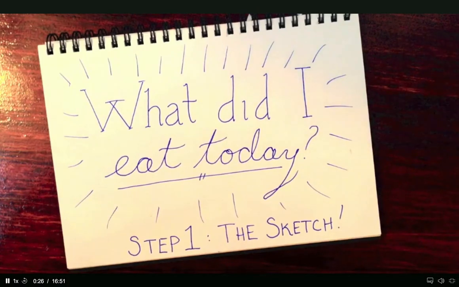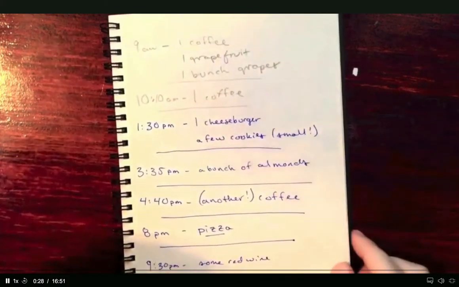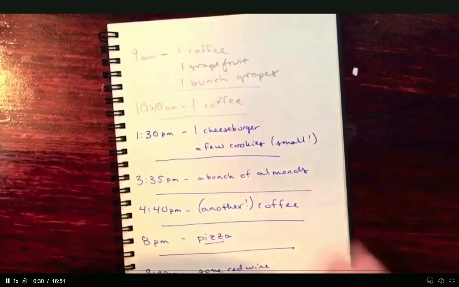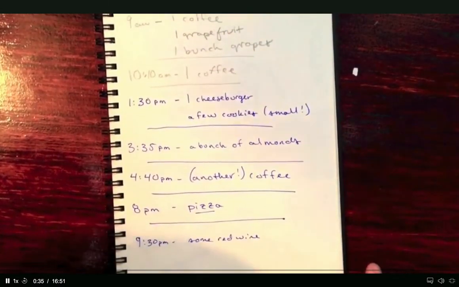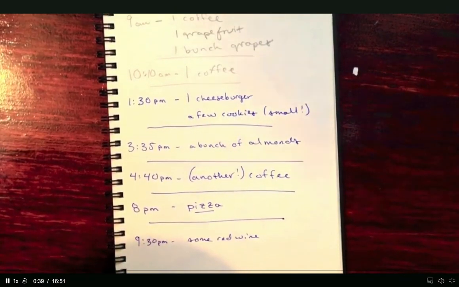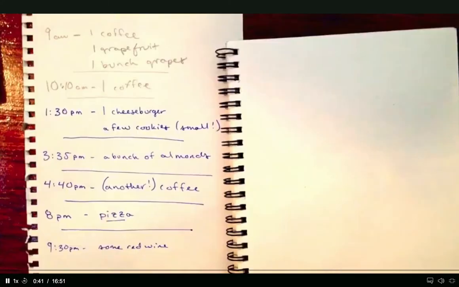For the assignment, we chose to write down everything we ate in one day. In particular, this is my day. It started off pretty healthy and slowly degenerated into a pizza party, but that's okay, right? So using this data, as I'd call it, we're going to begin the sketching phase.